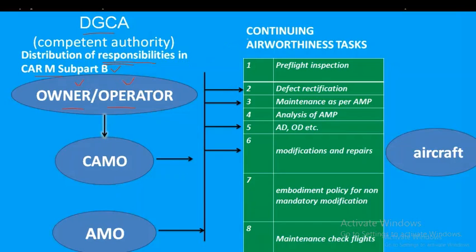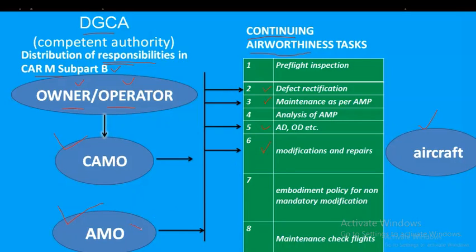What responsibility? Keep the aircraft in a continuing airworthiness state. But to comply with that responsibility, the owner or operator needs an approved maintenance organization. The maintenance organization only keeps the aircraft in an airworthy state by doing some tasks: defect rectification, completing the maintenance as per AMP, and implementing the AD, OD, airworthiness directives, operational directives, etc. Also mandatory modifications, and modifications and repairs.